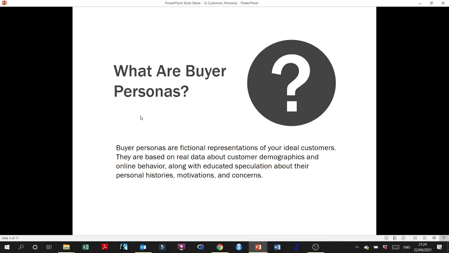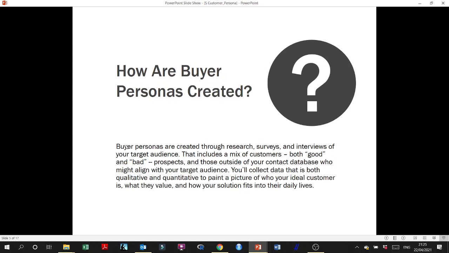A brief introduction here. What is a buyer persona? As you can see on the slide, it's a fictional representation of your ideal customer or audience. It's based on real data, so data analytics comes from real behavior data collected on your site. It contains customer demographics and online behavior, along with educated speculation about their personal histories. We're going to have to depend on your imagination and creativity a little bit in completing the task: motivations and concerns.